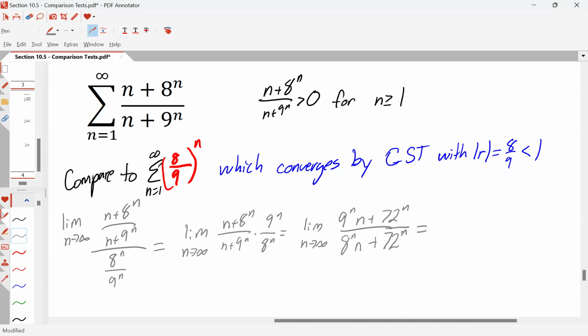The idea of limits where we can divide by the biggest thing in the denominator. The biggest thing is that 72 to the n. So limit as n goes to infinity of 9n over 72 to the n.